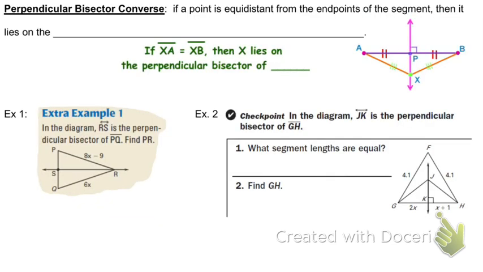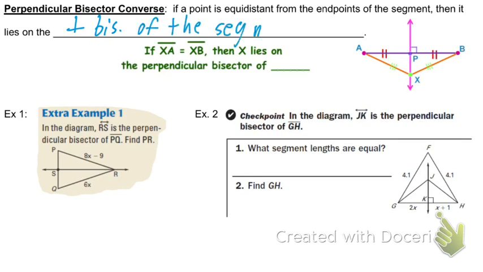We have a converse as well. Converse means you go the other direction, right? We're not just talking about the shoes, okay? So the converse, we're going to go the other way around. If a point is equidistant, or the same distance, from the endpoints of the segment, so if X is equidistant from the endpoints of a segment, then we know it has to be on the perpendicular bisector of the segment.